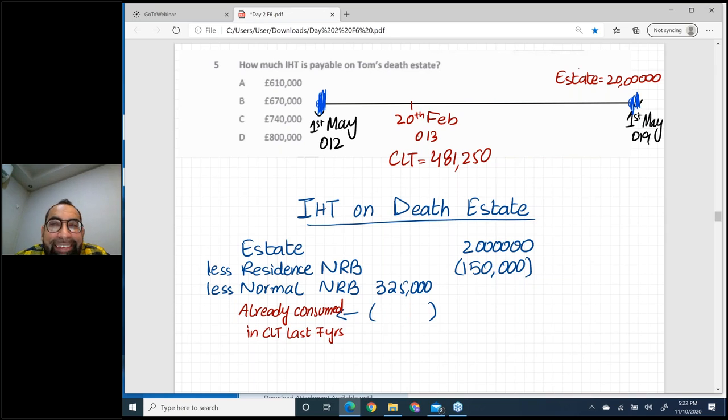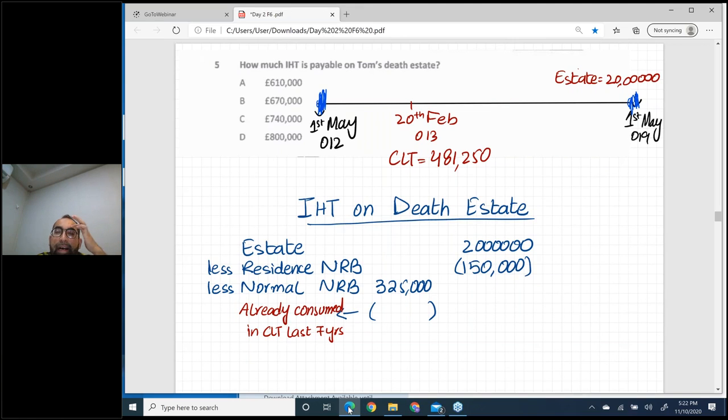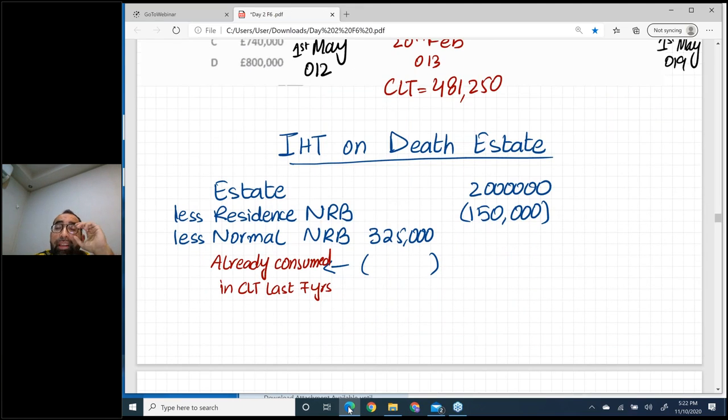So don't expect any normal NRB of £325,000 in the death estate calculation, because it has already been used by the CLT. Right now the examiner is asking to calculate the tax on the death estate only. What I have written here: IHT on estate. What is the value of the estate? £2 million, ready-made from the question. Just copy and paste from the question.